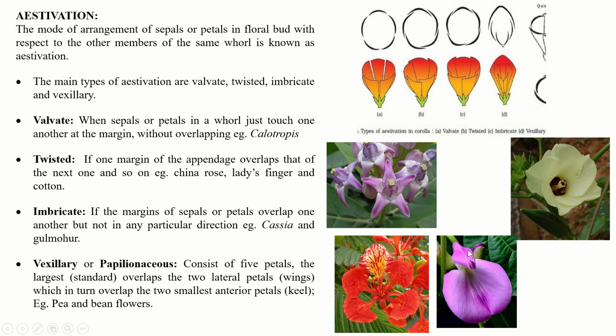Behind it, inside, you will find the 2 wings. It is not open. If you have a pea plant, you can open it, which in turn overlaps the 2 smallest anterior petals, the keel. Inside it there are 2 smallest petals which are attached, called the keel. So such an arrangement is called the vexillary or papilionaceous type of flower.